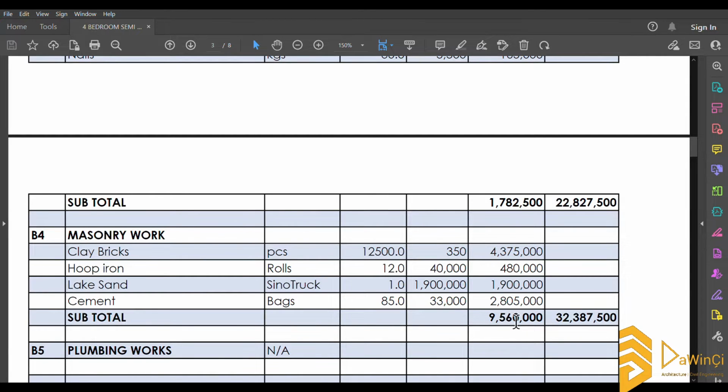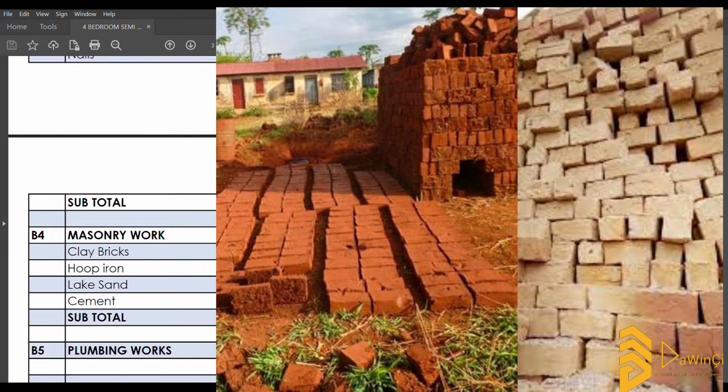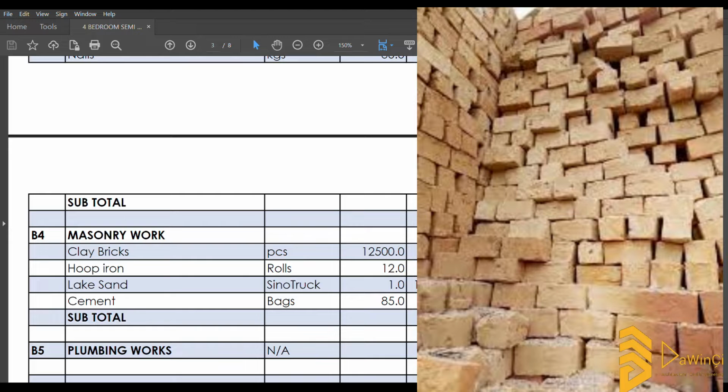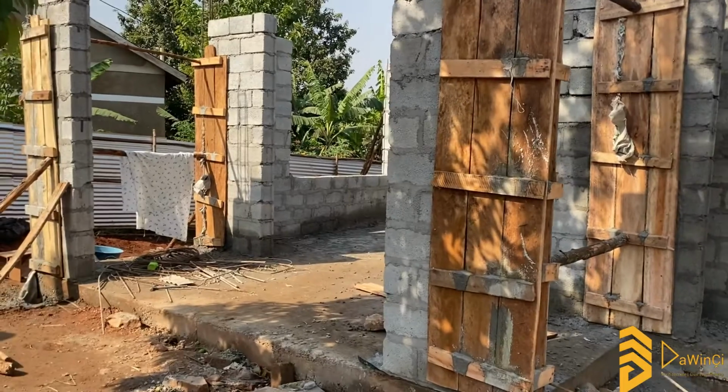Now in this scenario I've considered clay bricks. Someone might actually choose to have the red burnt bricks instead. The difference between the two, maybe I'll just put pictures on the screen so that you can see and differentiate between the two. The red burnt bricks are about 220 to 250 shillings each, the good ones. But clay bricks are much stronger, and have better water retention capabilities. They are about 350 shillings per brick. So we have the total to that.